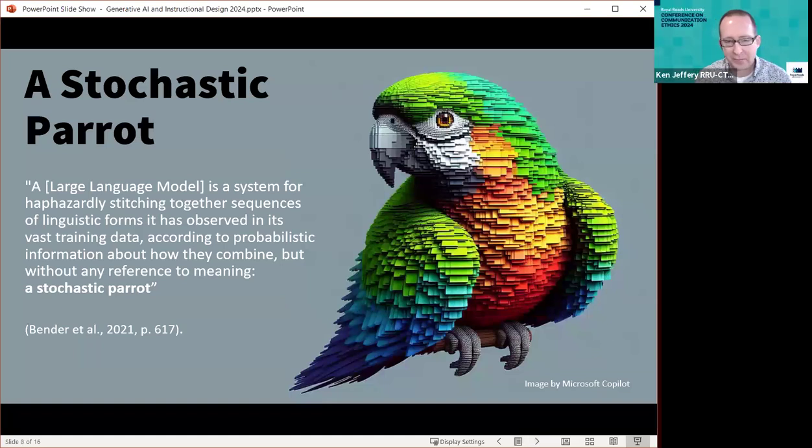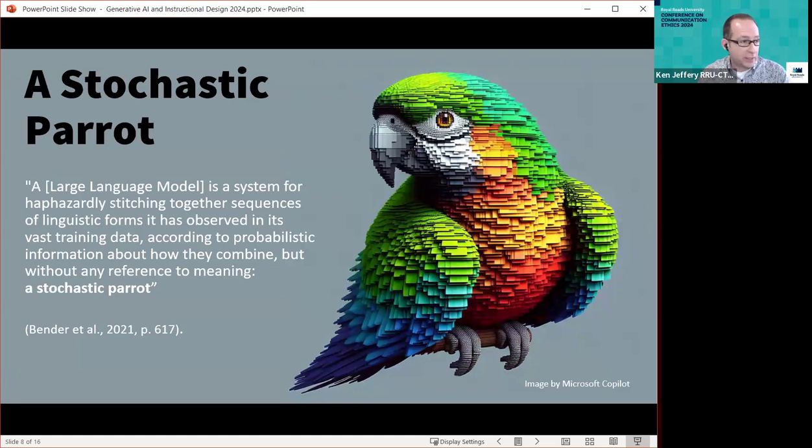One of the things that you might pick up as DM's talking there is that we really want to help everyone, all of our students in particular, understand what's going on with this technology. And a fun and interesting phrase that was coined by Dr. Emily Bender out of the University of Washington is that it's a stochastic parrot. This phrase sums up, for me anyways, and hopefully it's helpful for some of you, that it is really a system for haphazardly stitching together sequences of linguistic forms.